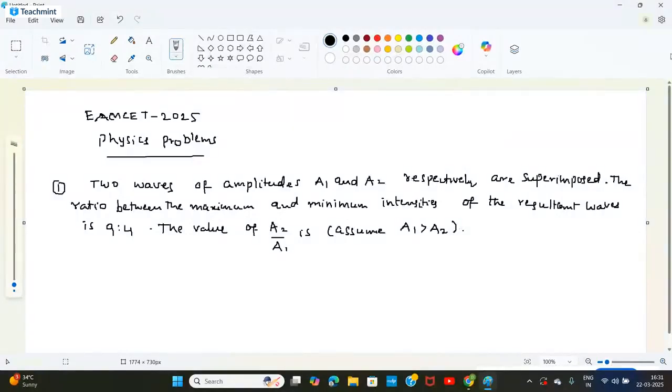the ratio between the maximum and minimum intensities of the resultant wave is given by I maximum is to I minimum. That ratio is 9:4. So here we can write I maximum by I minimum is equal to 9/4.